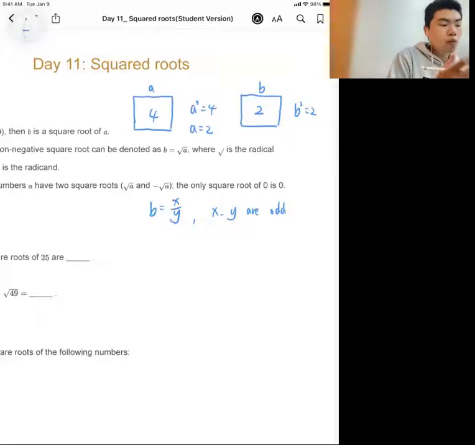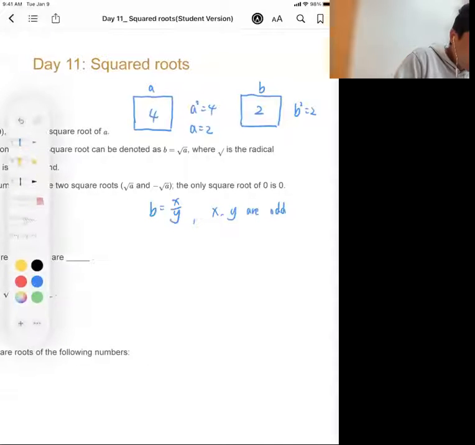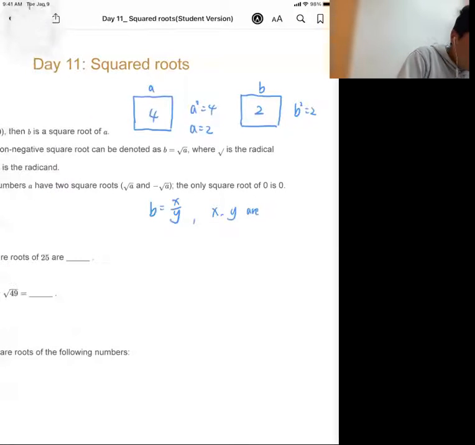So they are just one odd and one even, or both odd. So we say that they are not both even, okay? So they are not both even.